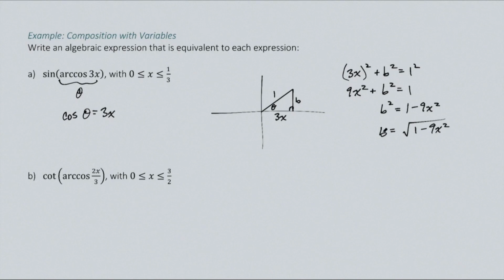All right, so now I have b. I'm trying to find the sine of this angle theta. And sine is, of course, opposite over hypotenuse. So it's that b value, the square root of 1 minus 9x squared.